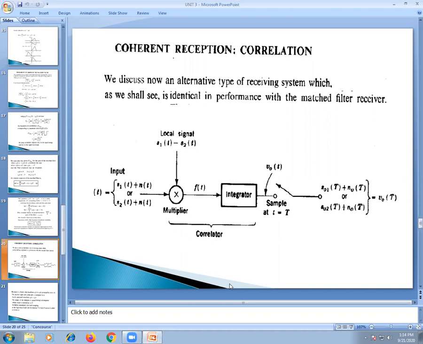Autocorrelation is when the same signal is received; when a different signal is received, that is cross correlation. So from the output signal, you can analyze the input signal by using a correlation function. Now, in this concept, coherent reception: coherent reception is the reception where the same signal as the input occurs as the output signal. There is no delay.